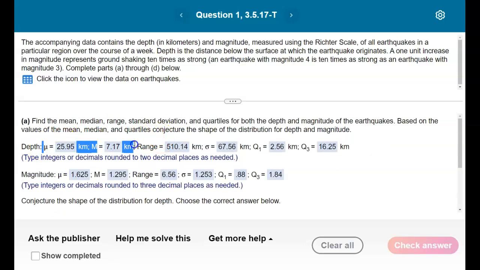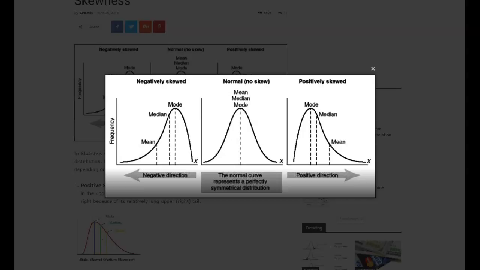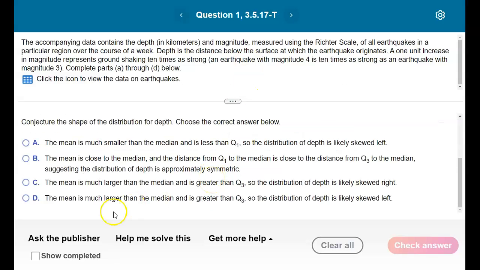So here were my depth values. And look how much larger that mean is than the median. So because that's the case, then we're looking at a distribution that has a shape like this, where the mean is much larger than the median. If I come back to my choices, the mean is much larger than the median.